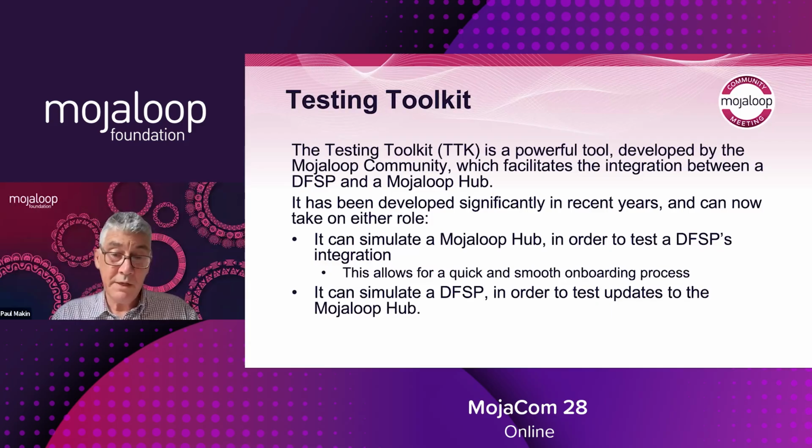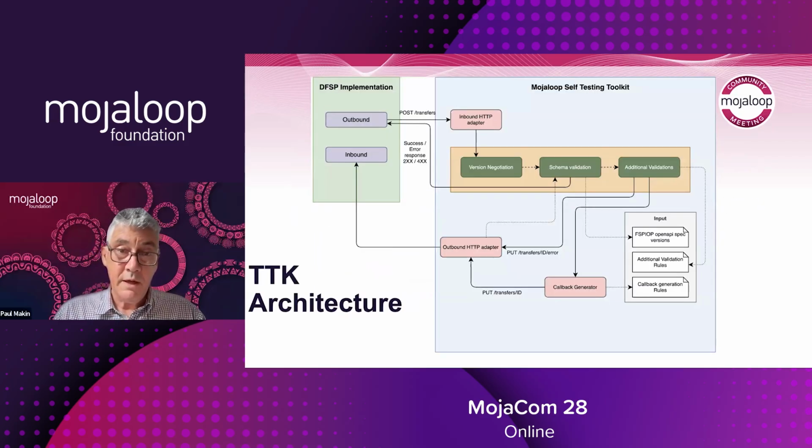On the other side, it can simulate a DFSP, and that allows us to test updates to the Mojaloop hub. That's a simple architecture of the TTK. In fact, actually, this is the architecture when it was only used for onboarding DFSPs, but the diagrams haven't been updated, unfortunately. No, at least I couldn't find an updated one.